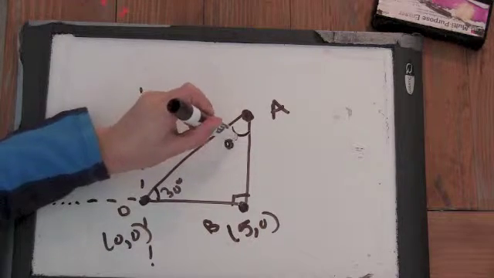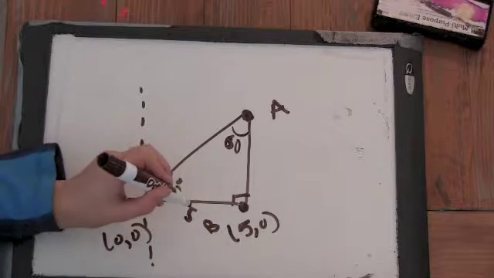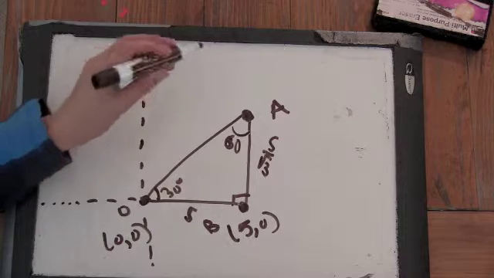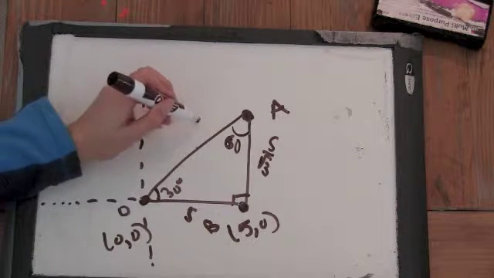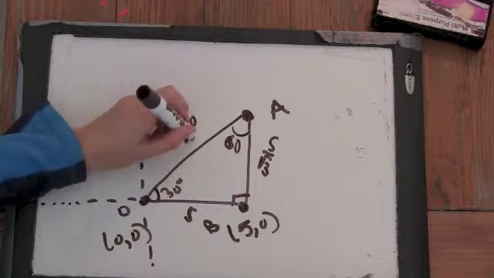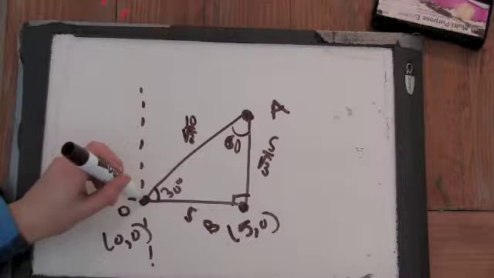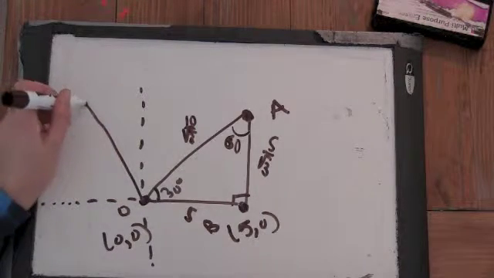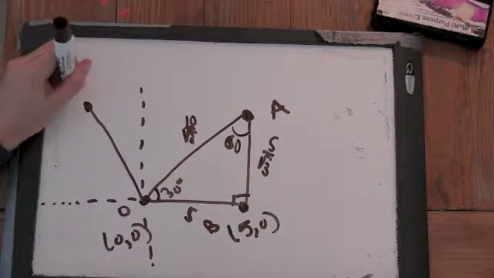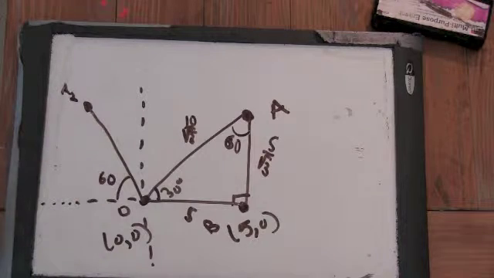All right. So this is a 5. And 5 over root 3. And this is 10 over root 3. Okay. So OA is going to look something like this. We can call this A2. This is going to be 60.